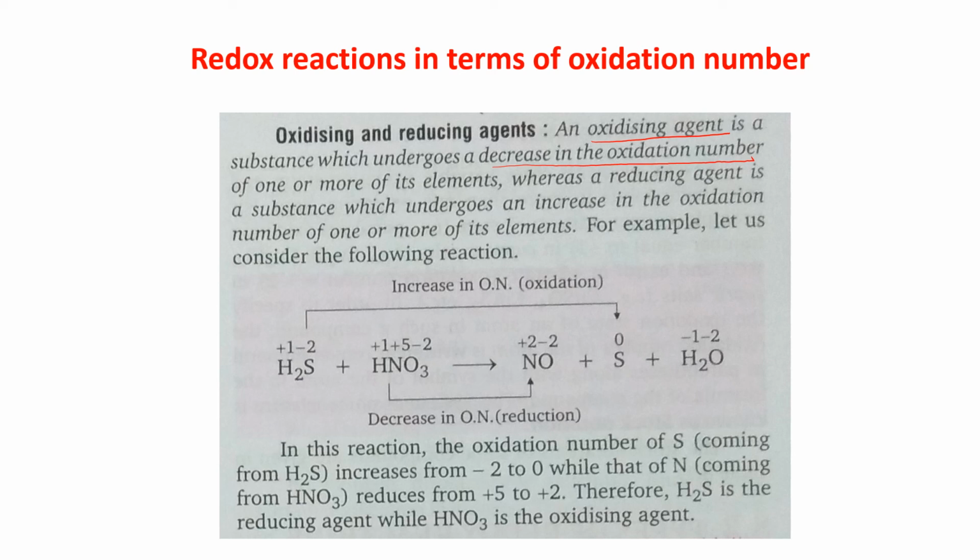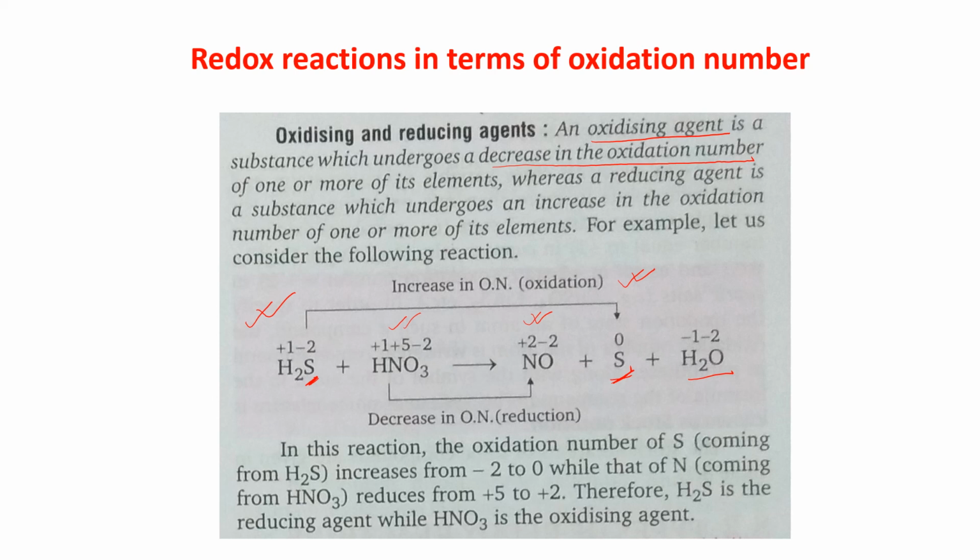For example, see this reaction: H2S plus HNO3 gives NO, S and H2O. Now write all the oxidation numbers. For all the species, write the oxidation number. Now you see that nitrogen, from the left hand side +5, is going to +2 on the right hand side. That means a decrease in oxidation number. Now you see sulfur on the left hand side is -2 and on the right hand side it is going to 0. That means -2 to 0, an increase in oxidation number. That means it is undergoing oxidation.